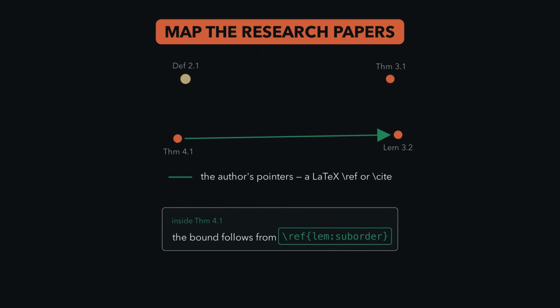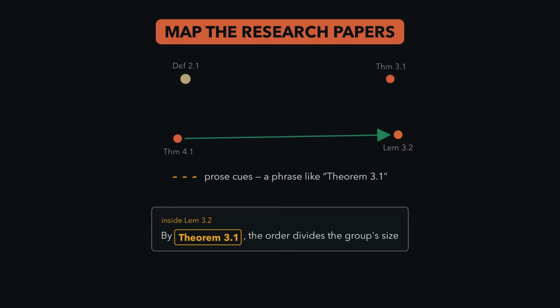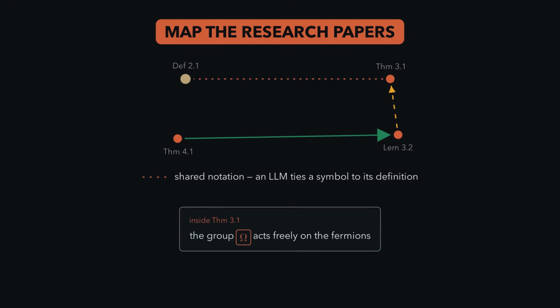First, and most immediately, the author's own pointers, LaTeX references, show that inside theorem 4.1, we have a direct resolution to lemma 3.2. The second type of link is called a prose cue, which has no command at all. Just by seeing the words "by theorem 3.1," the author references this theorem inside of lemma 3.2. Our parser spots the phrase and draws the link. Third, and the last type of link, is called shared notation. The symbol omega appears here inside theorem 3.1, but it was defined back in definition 2.1, which is a clear hint that a language model can use to tie the two together.